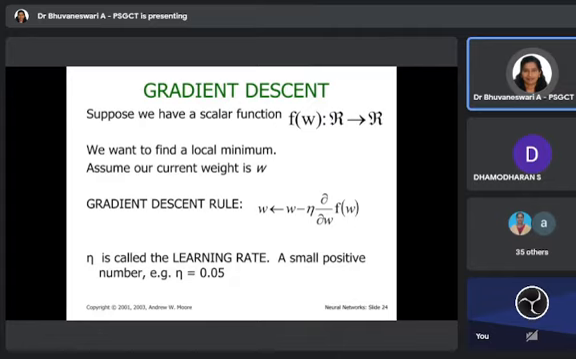So this gradient descent rule adjusts the current weight by finding the difference between the generated output and the predicted output. Based on the difference, which is also called the error or the loss function, it measures the difference and adjusts the weight. This is the gradient descent rule.